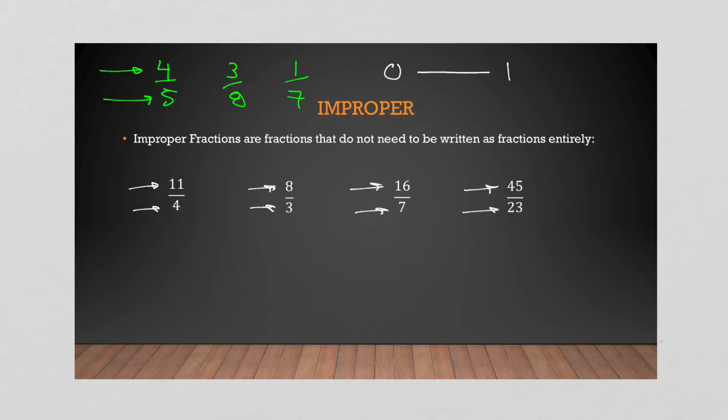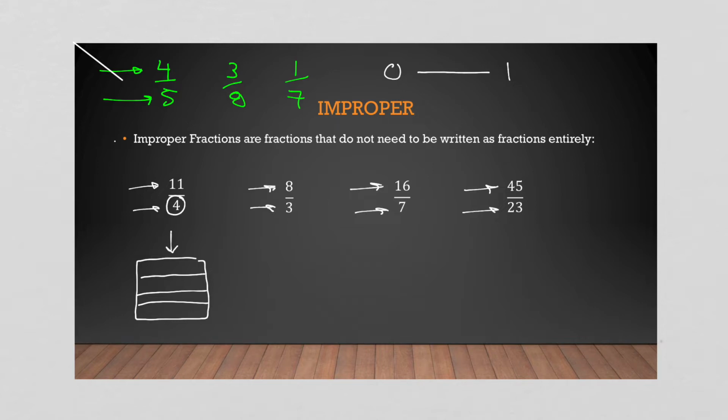What this means is that we have more pieces than we need to create a whole, right? Because the denominator is the size our 1 has been broken into. So in this case, if 1 was that size, this one was broken into 4, and we have 11 pieces, which means we're easily going to fill this thing up. We're probably going to fill up more than 1.